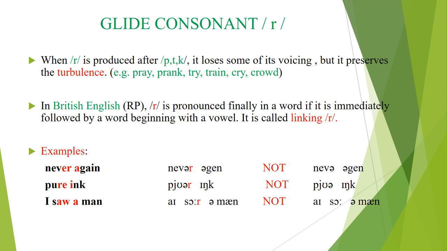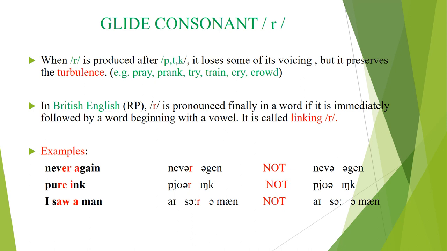Now, in the second example, pure ink, the first word ends with a schwa, with a vowel, and the second word begins with a vowel. So we say pure-r-ink instead of pure ink.